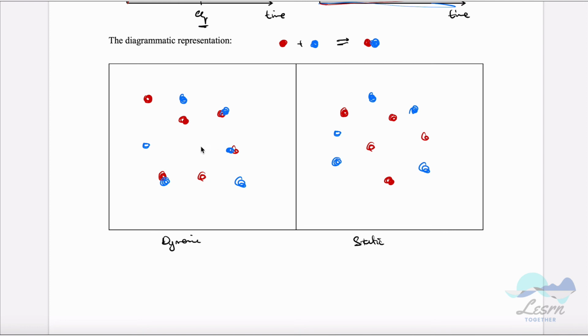Obviously, in an exam, you wouldn't be able to show that they're reforming and breaking down. All you have to be able to do is show that there are some products and some reactants present.